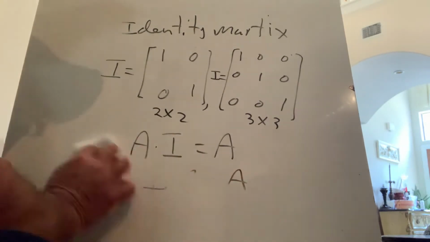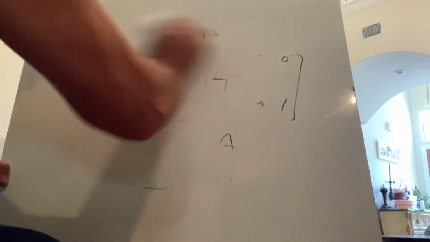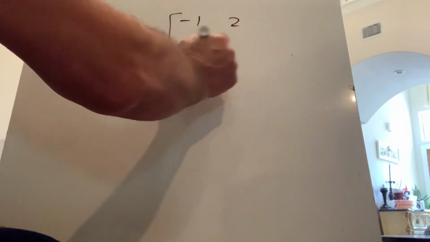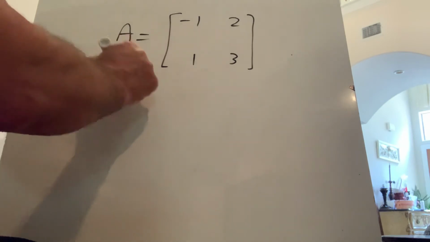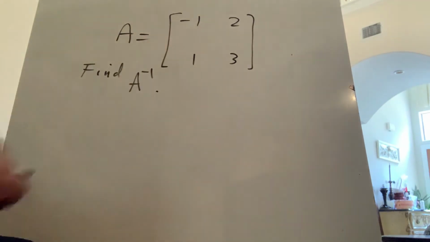So I'm just going to do a quick 2 by 2, because I don't think I have enough room on here to show you 3 by 3. But again, there are lots of YouTube videos on 3 by 3 also. Okay, so let's suppose the matrix A is -1, 2, 1, 3, and we want to find A inverse. Okay, so this is the inverse.